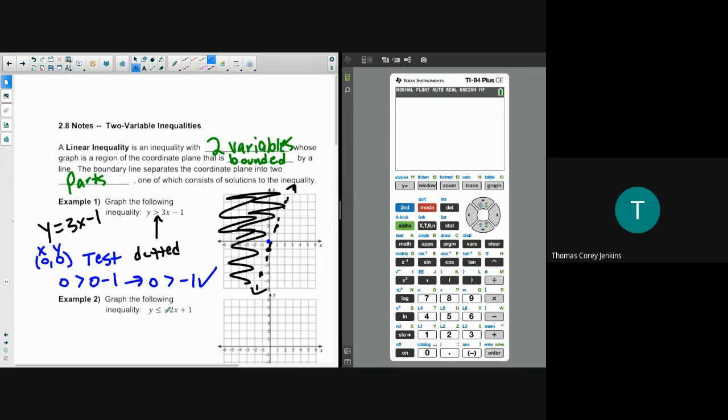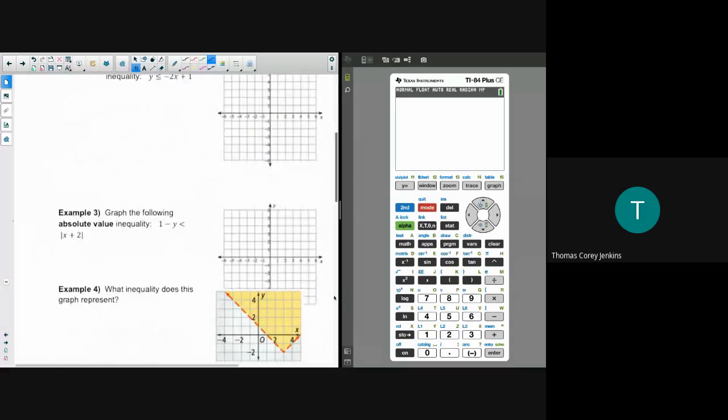Example 2 will be on the notes. I'm going to go ahead and skip it. One thing you'll want to take note of is that it will be a solid boundary line. You might want to try that one on your own and check. Example 3, obviously going to be a little bit different. Okay, so a little bit more going on there.